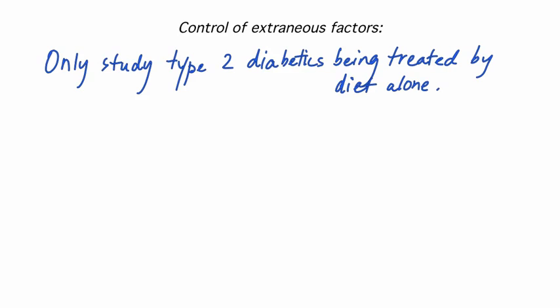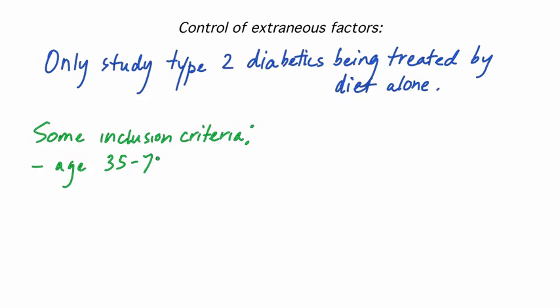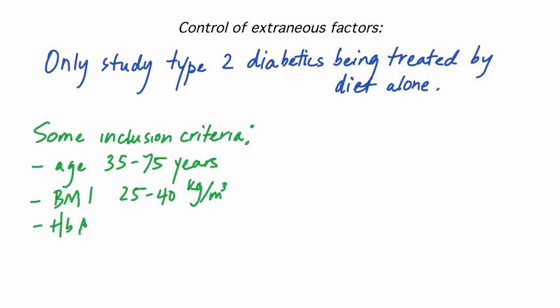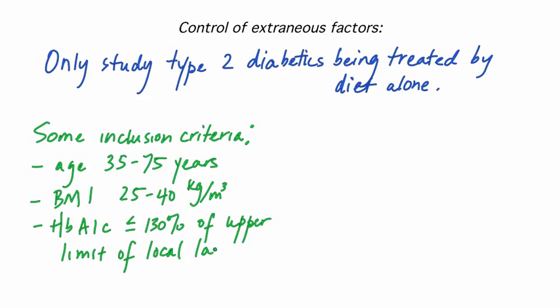And by only considering diabetics being treated by diet and no medication, we're eliminating having to consider the effect of some subjects on medication and others not. There were several other inclusion-exclusion criteria for subjects to be enrolled in the CCD study. These included age. We were looking for subjects between 35 and 75 years old. Subjects needed to have a body mass index between 25 and 40 kilograms per meter cubed, which are typical values for people with type 2 diabetes. And their HbA1c level, which would be elevated because they were diabetics, still had to be low enough so that they could continue to be treated just by diet.